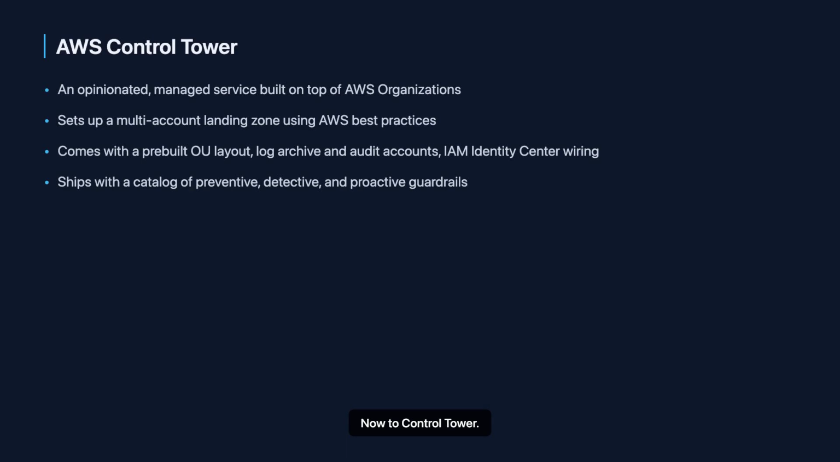Now to Control Tower. Control Tower is an opinionated, managed service built directly on top of Amazon Web Services Organizations. When you turn it on, it stands up a multi-account landing zone for you, using Amazon Web Services' own best practices. You get a pre-built OU layout, a dedicated log archive account, a dedicated audit account, and IAM Identity Center already wired in. And it ships with a catalog of guardrails, preventive, detective, and proactive, that you can switch on with a click. Where Organizations gives you the raw building blocks, Control Tower hands you a working environment.